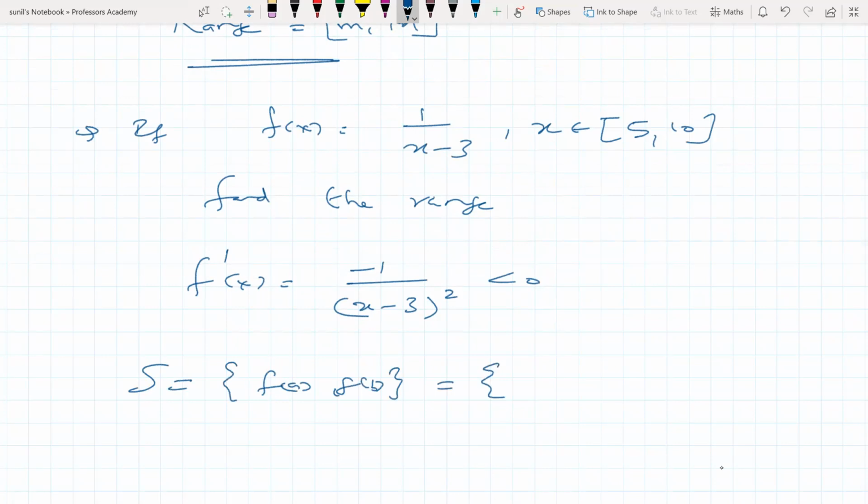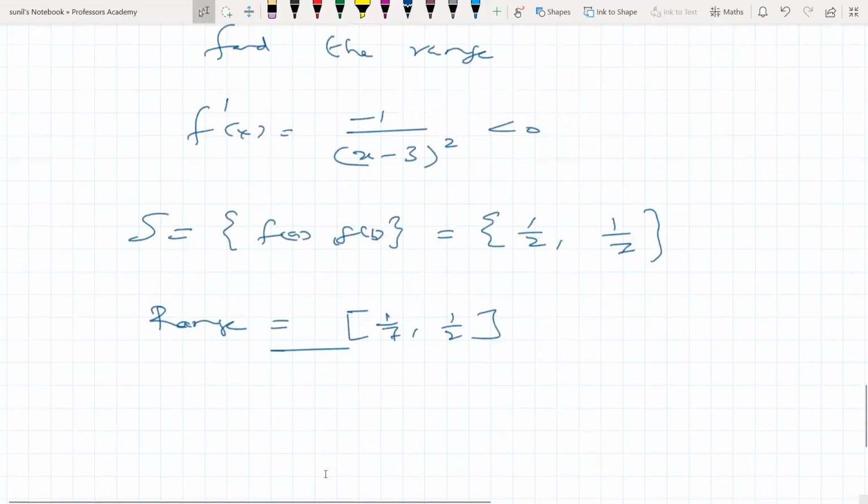f(a) comes out to be, you put that 5 there, it will become 1 by 2. f(b) comes out to be 1 by 7. So to find the range, we will have to check the minimum value of S, that is 1 by 7, and the maximum value of S, that is 1 by 2. So the range comes out to be 1 by 7 to 1 by 2.